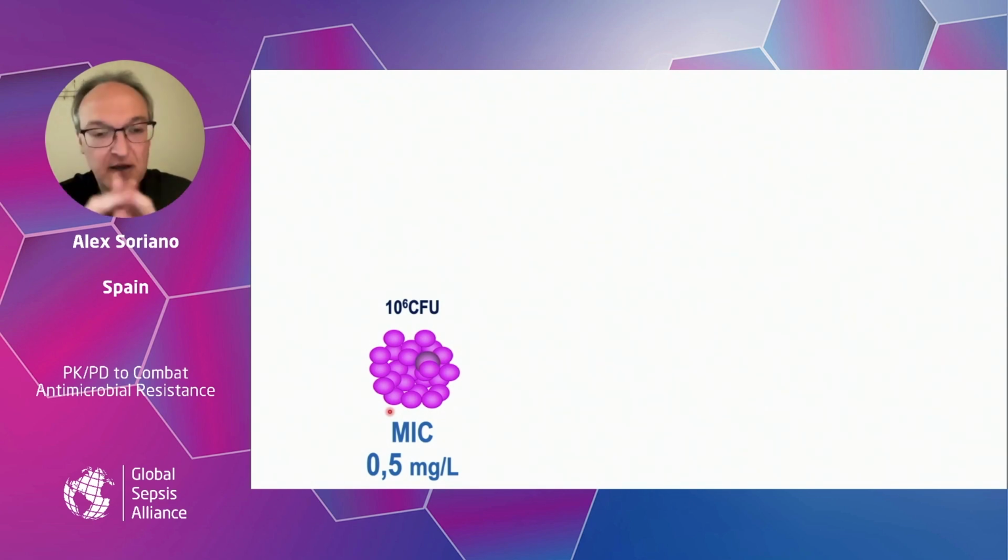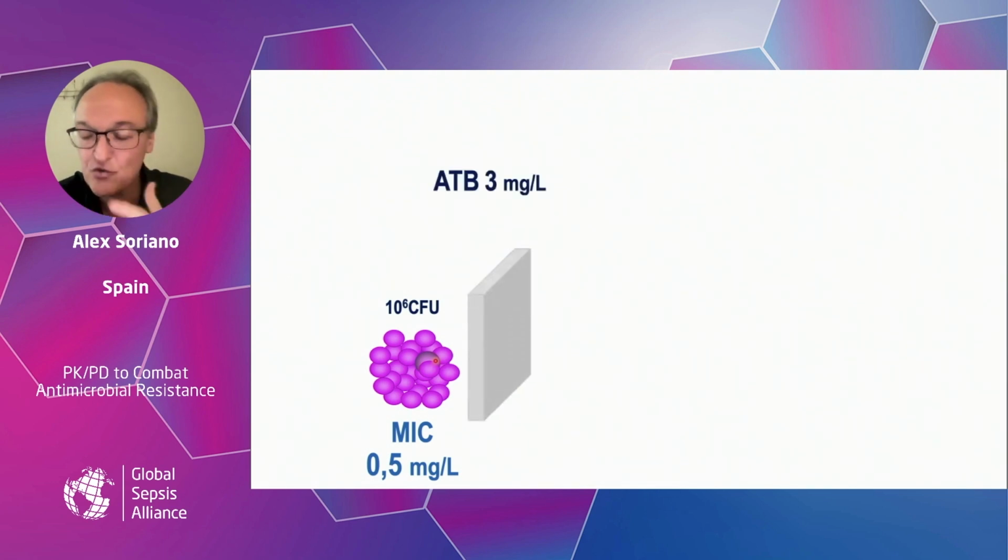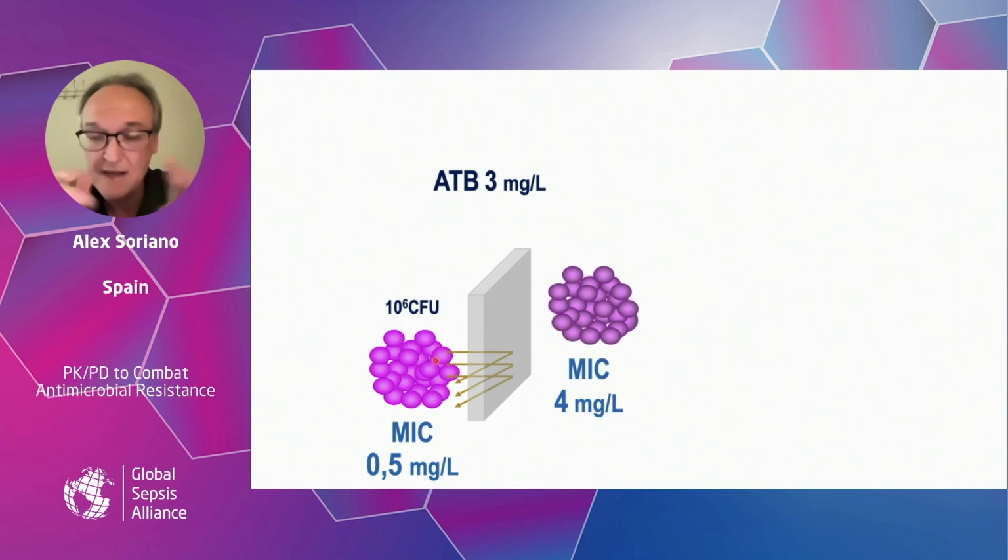But indeed, what happens is that for every 1 million Pseudomonas, we can find one that is spontaneously resistant. And then, of course, what we are doing is to start an antibiotic treatment in order to achieve a concentration in the lung tissue that should be at least several times over the MIC. And then we obtain, imagine, 3 milligrams per liter. And what happens is that we are able to eradicate the susceptible bacteria. But unfortunately, those that are spontaneously resistant with an MIC of about 4 milligrams are able to cross this wall that represents the antibiotic concentration we achieve in the lung tissue.